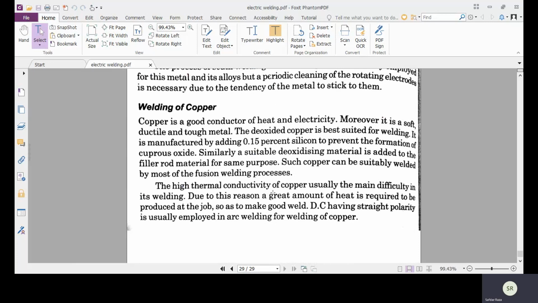The high thermal conductivity of copper is usually the main difficulty in its welding. Due to this reason, a great amount of heat is required to be produced at the job so as to make a good weld. DC having straight polarity is usually employed in arc welding for welding of copper.